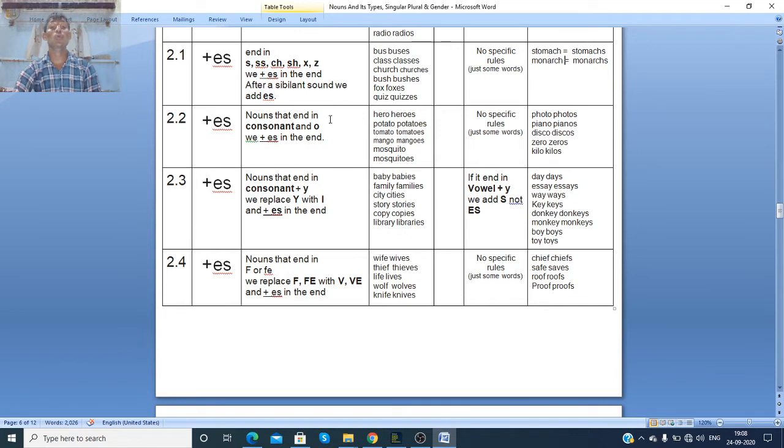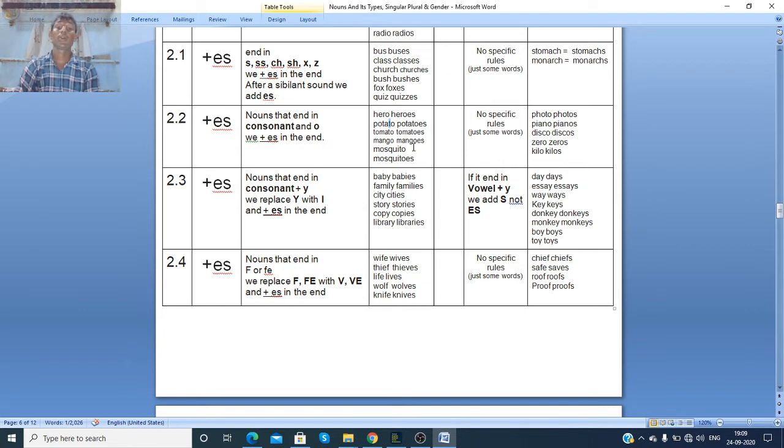Nouns that end in a consonant and O, we add ES at the end of the word. Like hero: R is a consonant and then O. Hero will become heroes. Potato: T is a consonant and then O, will become potatoes. Tomato will become tomatoes.